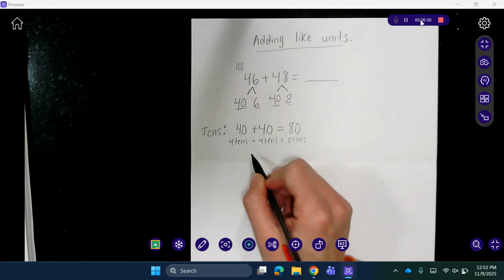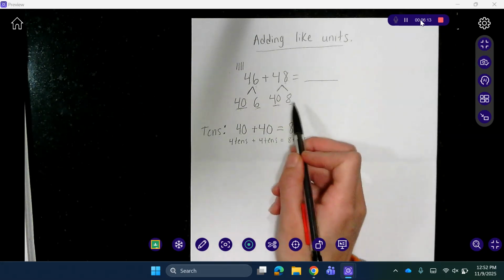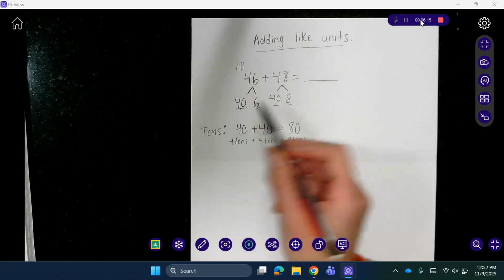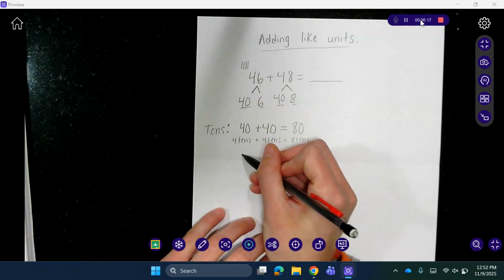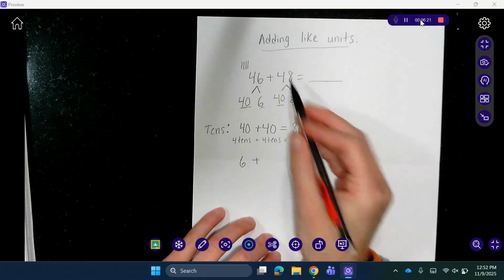All right, I hope somebody got it. The next step is to add our ones, right? We just added our tens. Now it's the ones' turn. So we have 6 ones in 46 plus 8 ones in 48.